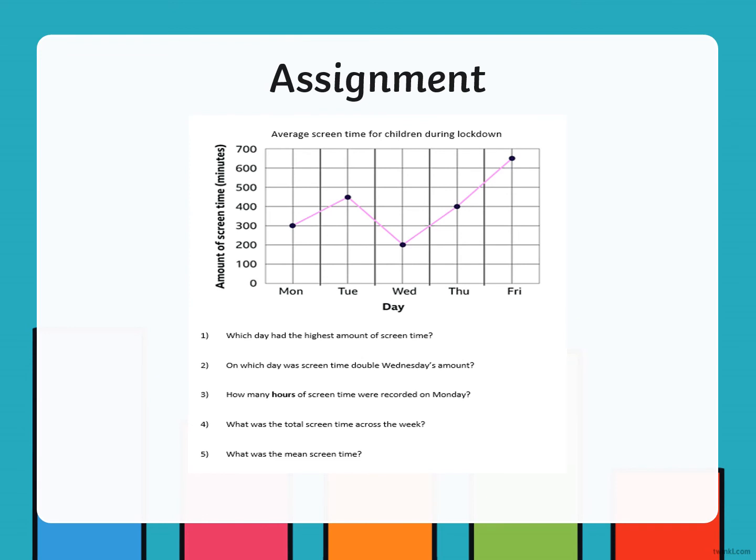Okay, so this is what one of the tasks looks like. This is a set of 5 questions based on this line graph here. So if you work your way through those, that is the first task today. And if you look at the bottom there, you can see it. What was the mean screen time? So we're going to apply our work on the mean from last week as well. All right, so a little bit of a recap of last week's tasks.